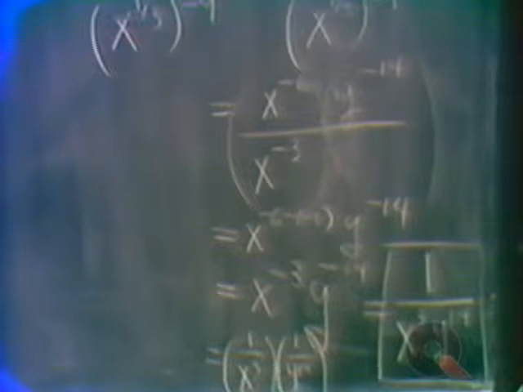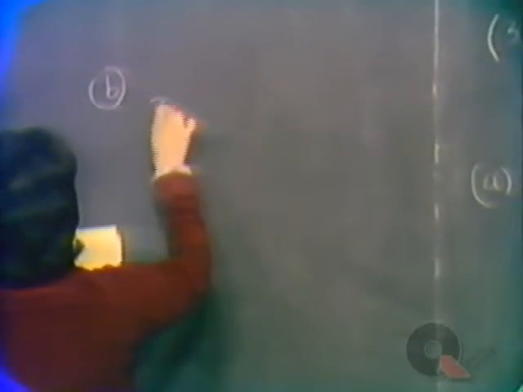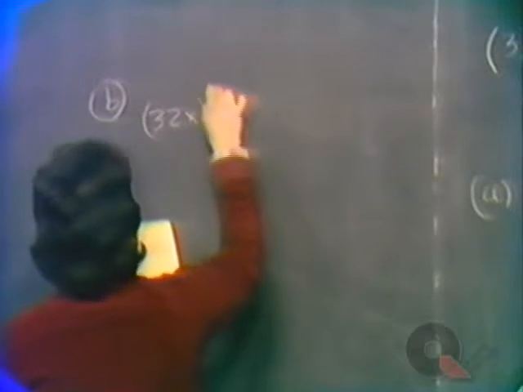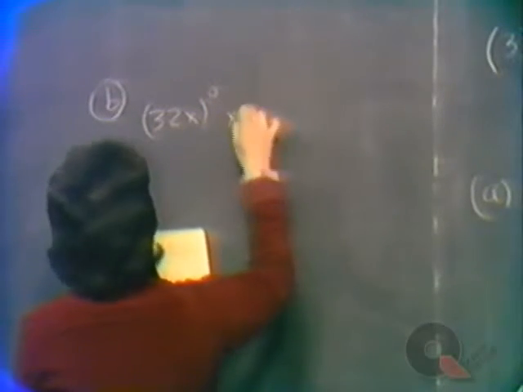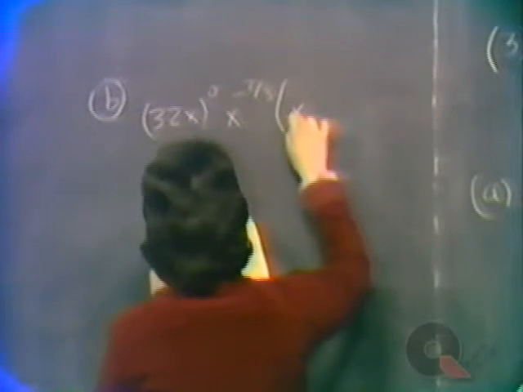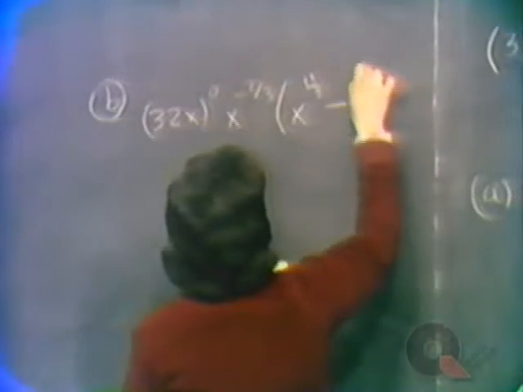In part B of this problem, also we want to simplify and write the answer using positive exponents only. 32x raised to the 0 power, times x to the minus 2/3, times the quantity x to the 11/3 minus x to the 5/3.